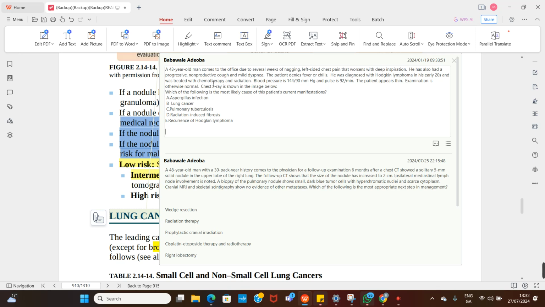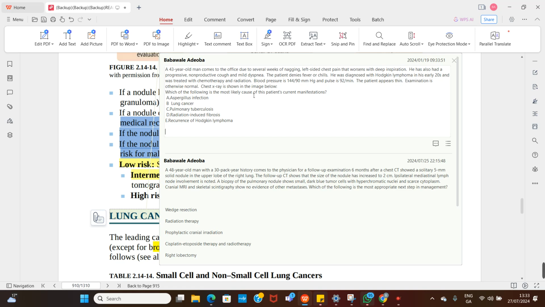A 43-year-old man comes to the office due to several weeks of nagging left-sided chest pain that worsens with deep inspiration. He has also had a progressive non-productive cough and dyspnea. The patient denies fever or chills. He was diagnosed with non-Hodgkin lymphoma in his early 20s and was treated with chemotherapy and radiation. Blood pressure is 144/90, pulse is 92. The patient appears thin. Examination is otherwise normal.